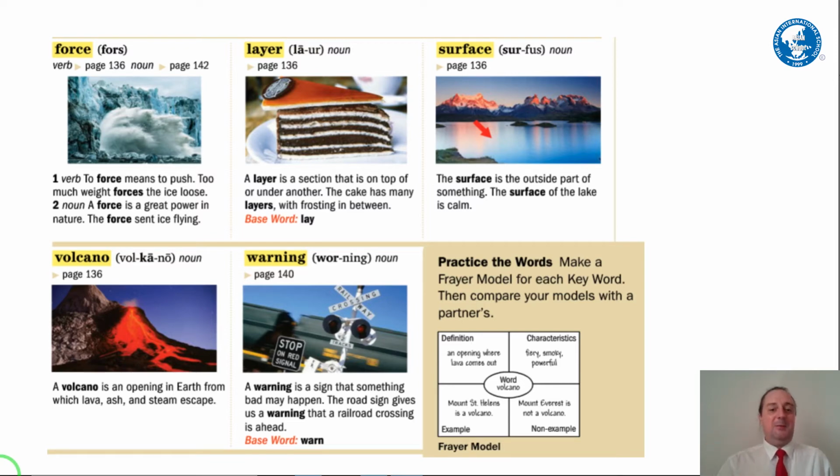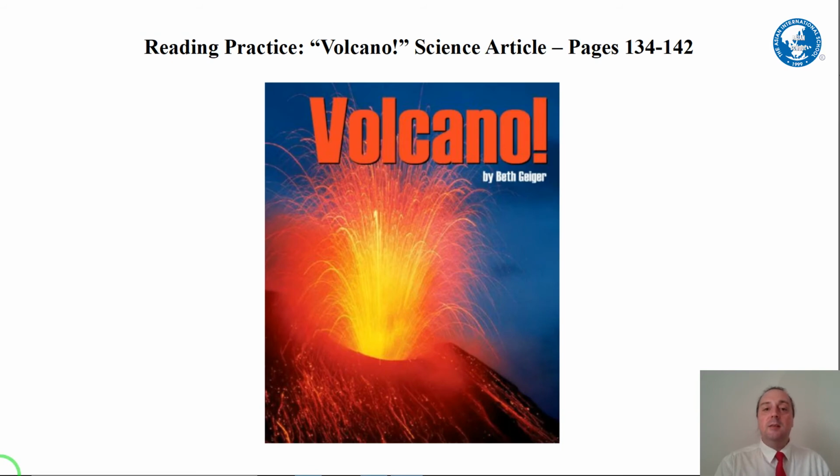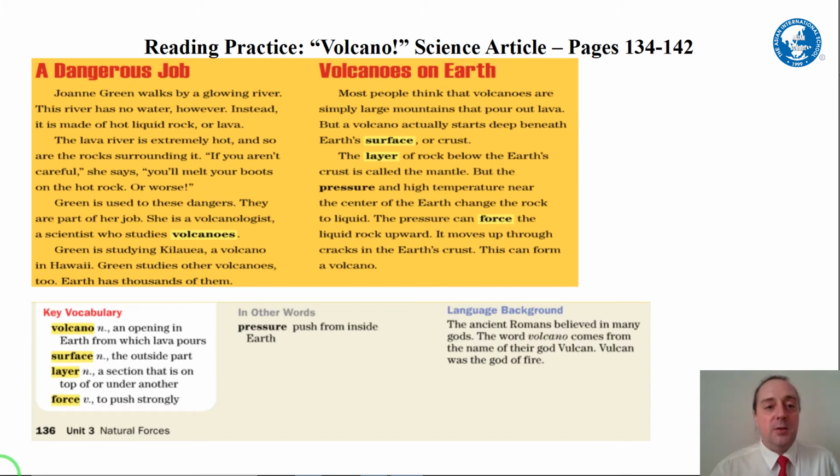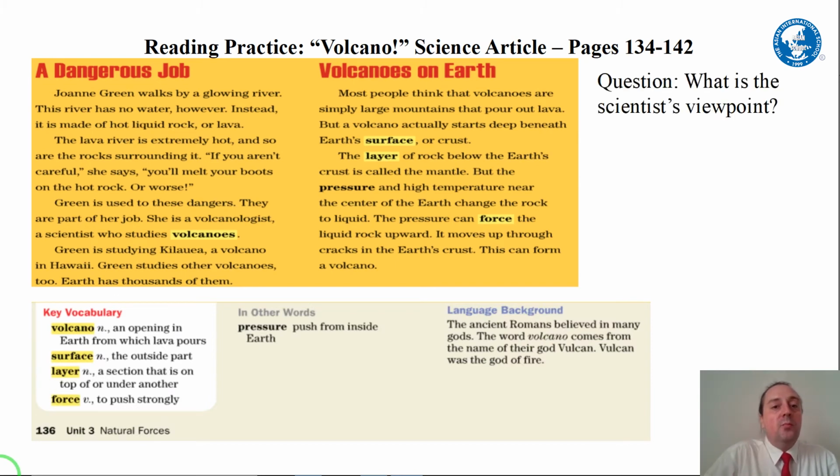Warning. Good. Okay. Now, we're ready to read the article and use all of the skills that we talked about last time and today to help us understand this science article better. This is page 134 through 142 in your book. Okay, first, read this page. I'll give you 3 minutes. The vocabulary is at the bottom. You can see the vocabulary here.